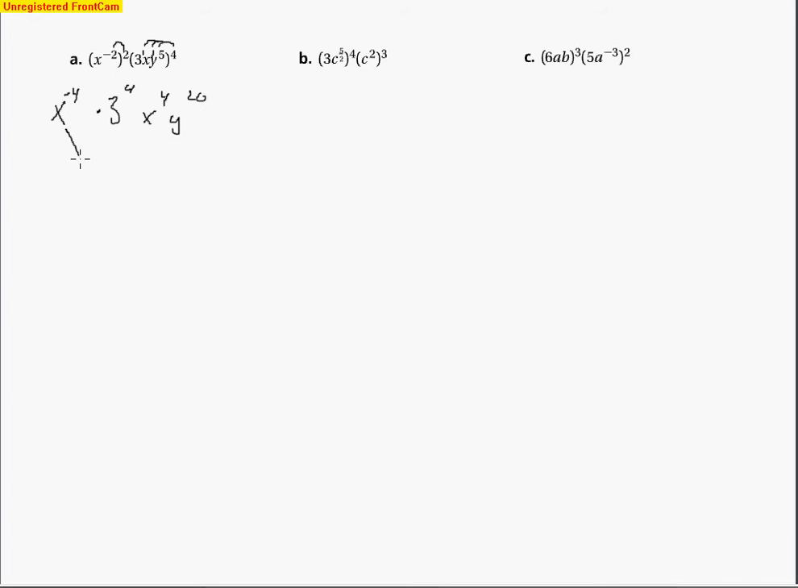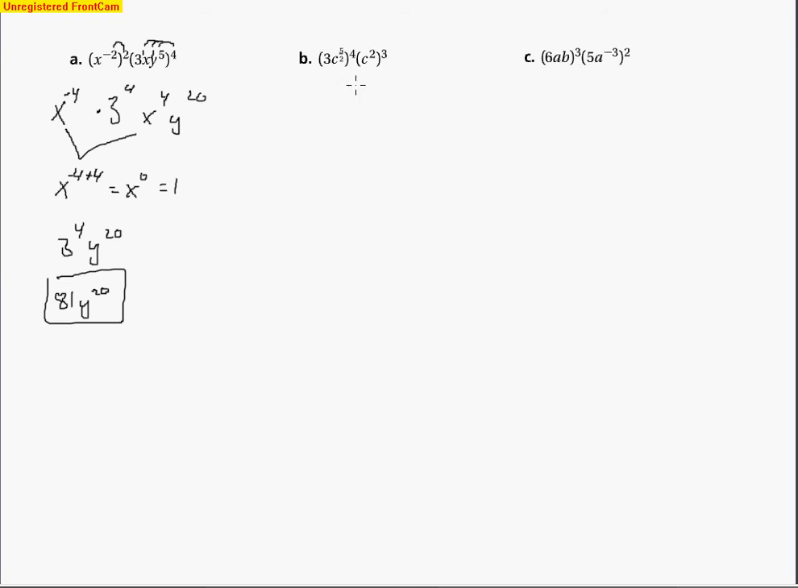So I can collect these two terms, and notice how that makes 0. Negative 4 plus 4 makes x to the 0 power. And anything to the 0 power, remember, is just 1. So really, all I have left is that 3 to the 4th times by y to the 20th. Well, 3 to the 4th is 81, y to the 20th, and that is our answer.